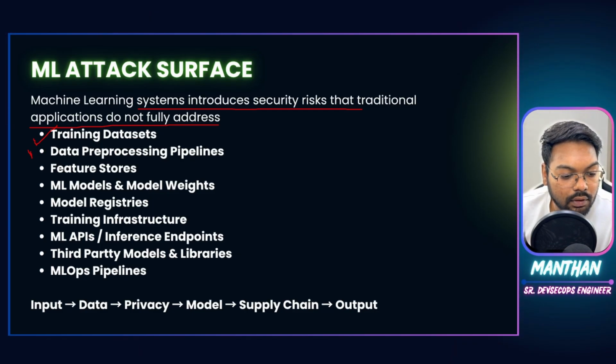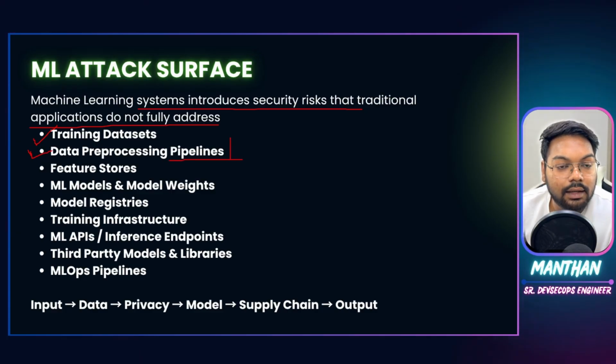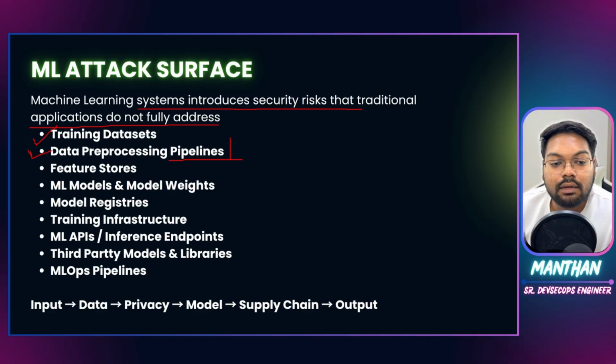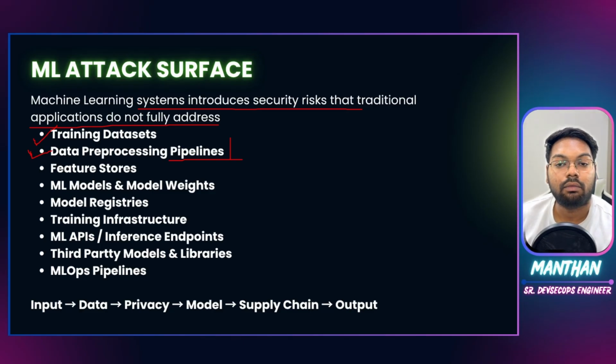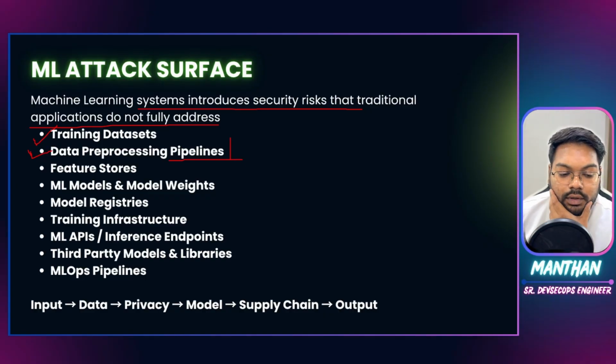Then the attack surface could be data pre-processing pipelines, wherein we gather data, store it somewhere in a database, and then we normalize and label that data. If those pre-processing pipelines are attacked, that could be a major problem. Someone can add data while it is being processed in these pipelines, and it could be something else or something more that is not at all required.